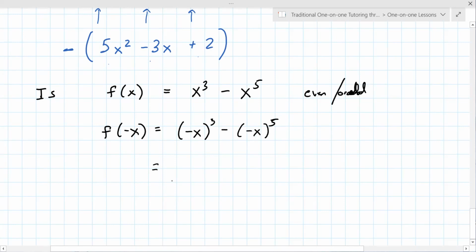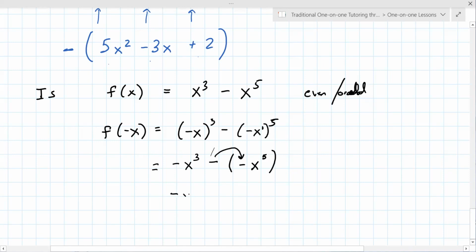Okay, so I need your help here. What is a negative x to the power of 3? That is negative x cubed. Perfect. Now I'm going to leave this minus as a subtraction operator. What is a negative x to the power of 5? A negative also, because a negative to an odd power is always negative, and then x to the fifth. Perfect.